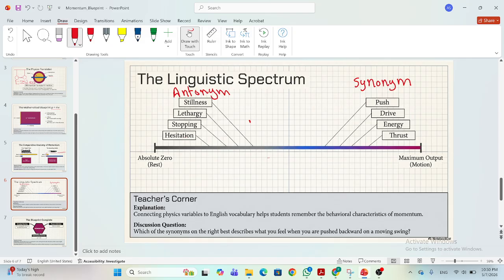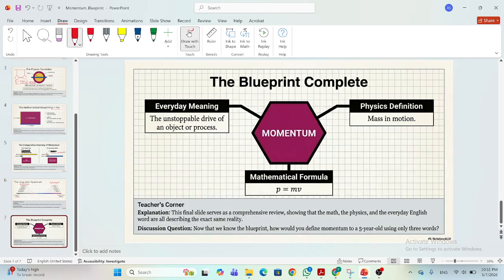Okay, so if we finally come to the meaning, momentum means discussing an object which is having motion, but the opposite of motion is rest. I hope you understand the meaning of momentum. So momentum has a physics definition and an everyday meaning. In physics, momentum means mass in motion and velocity. So we can add velocity here as well. And the everyday meaning is the unstoppable drive of an object or process.